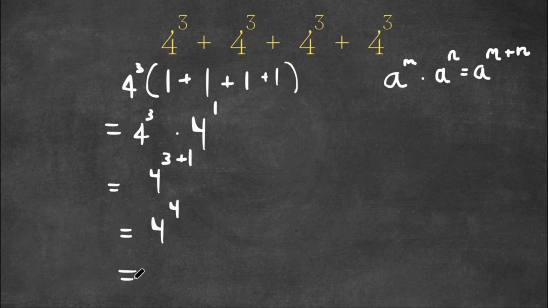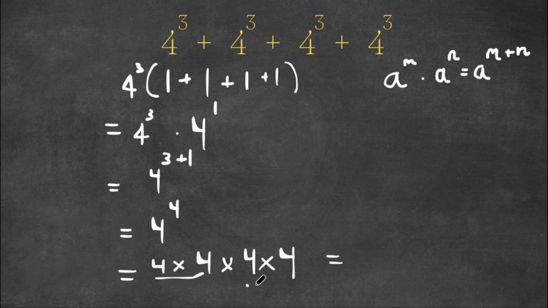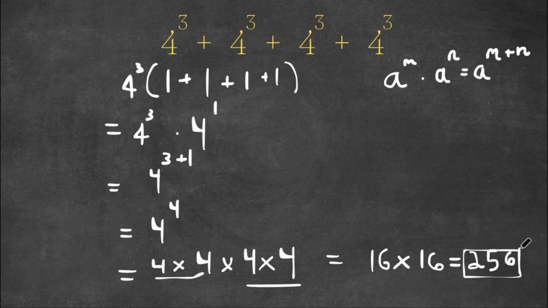Now 4 to the power of 4 is the same thing as 4 times 4 times 4 times 4. So it's 4 times itself 4 times. Now 4 times 4 is 16. So we have 16 here and 16 here. So 16 times 16, which is equal to 256. So this is our answer.